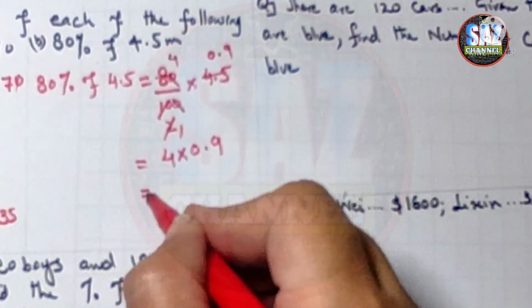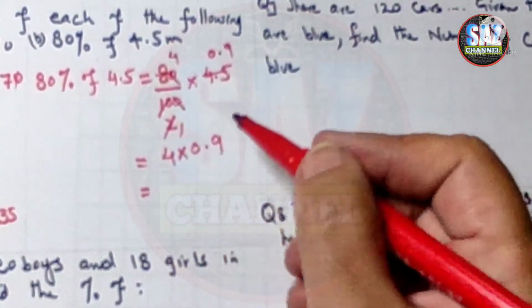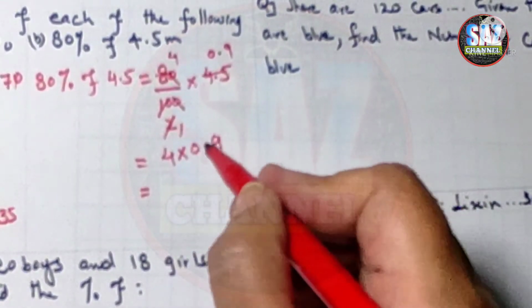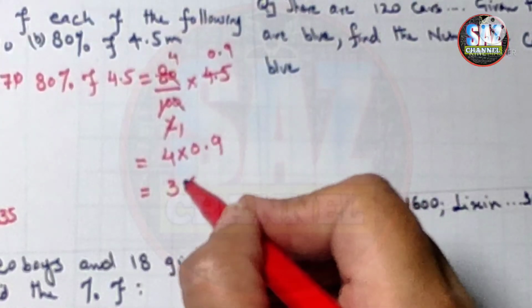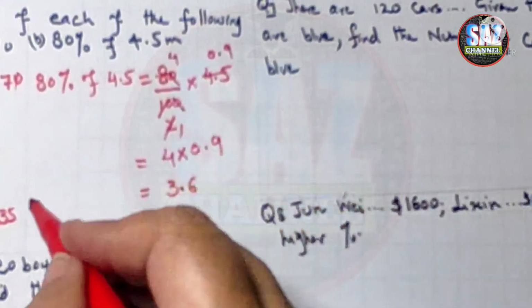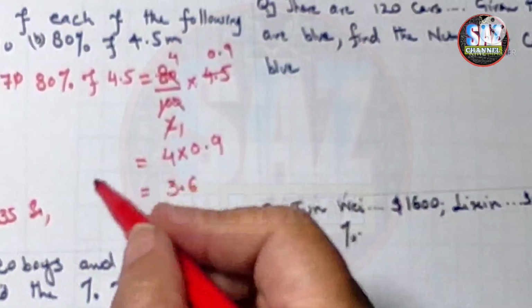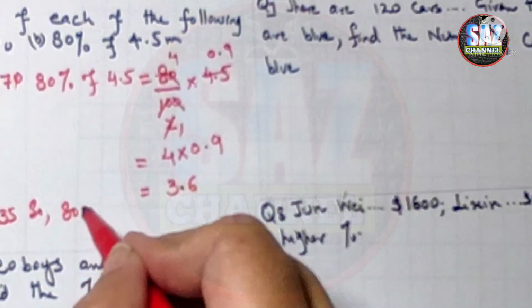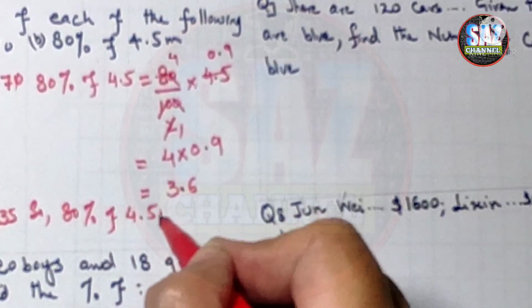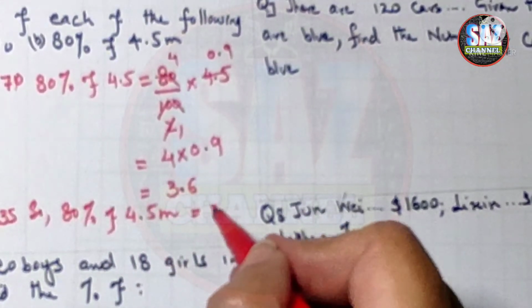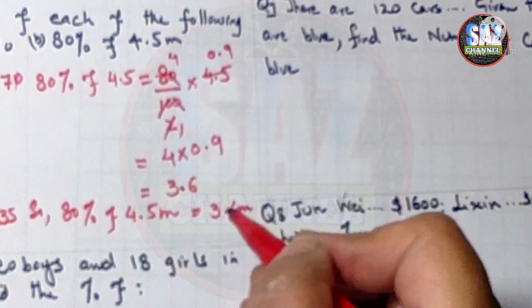Forget about the decimal for some time. Count, Ignore and Place, the CIP rule. Okay, forget about the decimal. 9 4s are 36, and then after how many digits? 1 digit. So 80% of 4.5 meters is 3.6 meters. Really easy question.